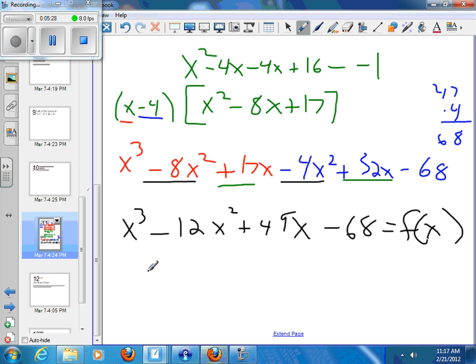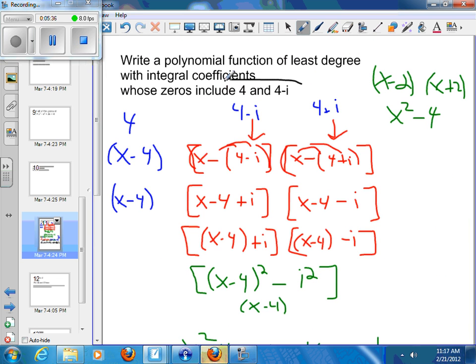So it's x cubed minus 12x squared plus 49x minus 68 is the final answer, because you're working backwards and trying to figure out what the original function was from those roots. And remember, anytime you have one of those, you actually have two of those. So complex roots come in pairs of two.